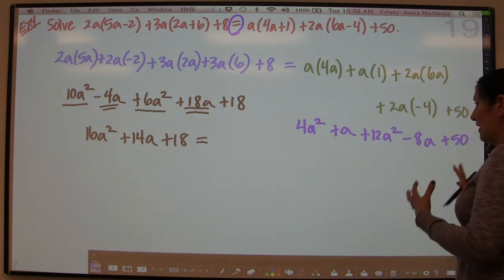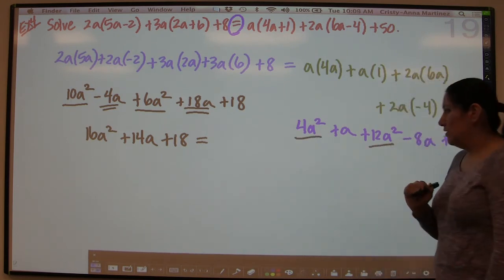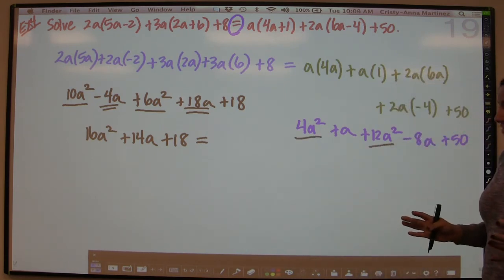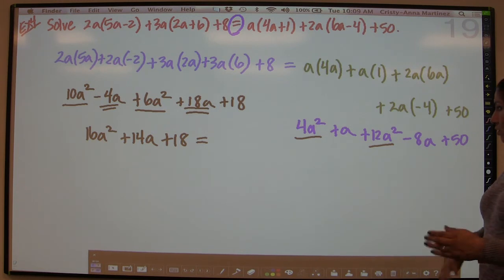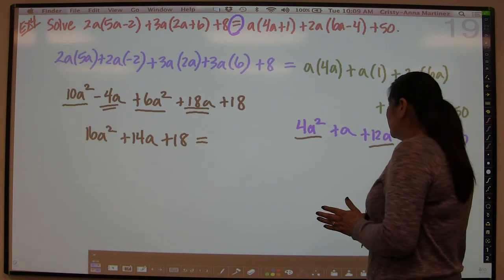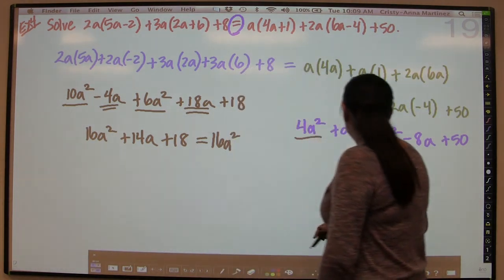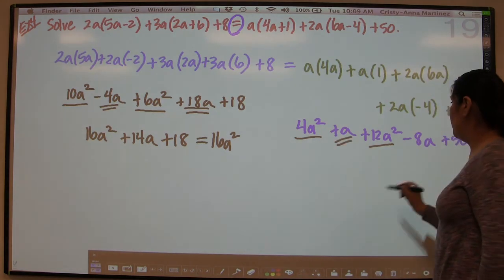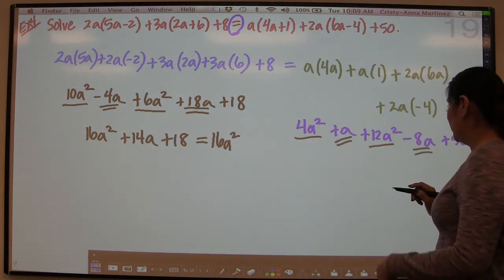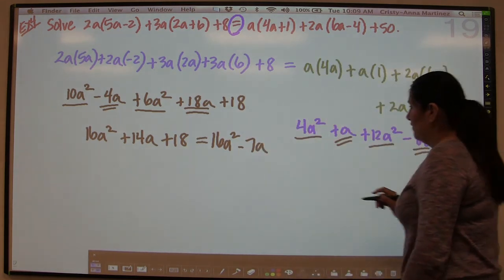And again, on the right-hand side, I'm going to combine the 4a squared and the 12a squared. So not going to do anything weird with like negative 4 or negative 12. I'm just going to combine positive 12 and positive 4. It's going to give me 16a squared. Then I'm going to take the positive a and the negative 8a, and 1 minus 8 is negative 7a. And then lastly, plus 50.